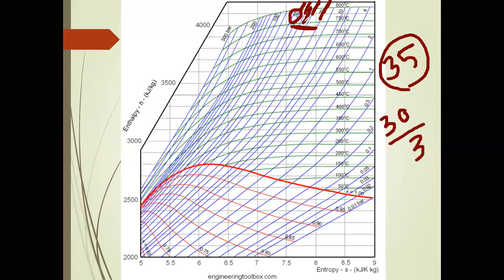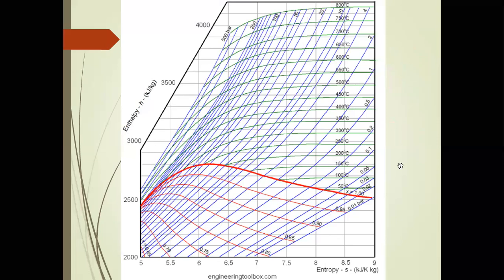Because these pressure lines are non-linear, we have to calculate individually. That's why we cannot say easily. We have to calculate like this. Okay, let's see some examples of how to use this Mollier chart.